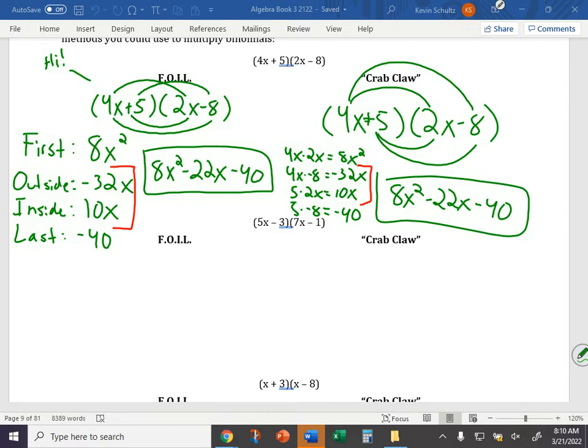What's the outside term? The outside terms would be the terms on the outside of each of the expressions, 4x and negative 8.